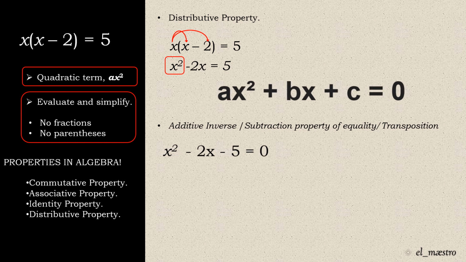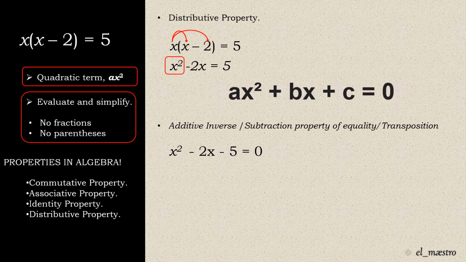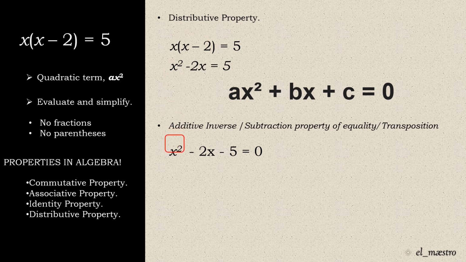Let's compare. Pareha na ba? Okay, so this time, your equation now, class, is in its standard form. Okay, naa nay quadratic term, linear term, then constant term. Okay, then the value of your A is 1, B is negative 2, C is negative 5.